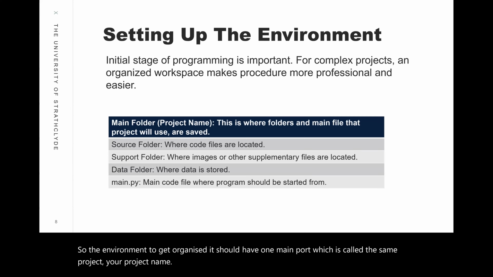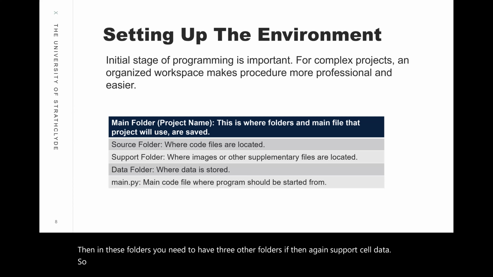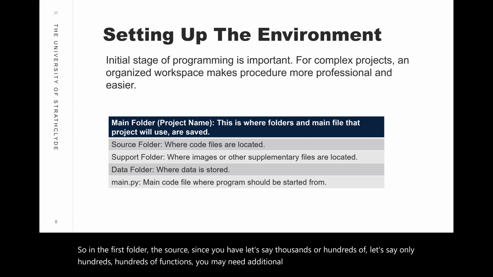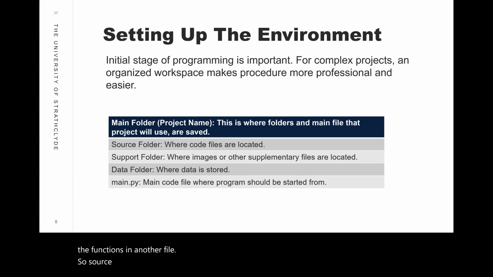Then in this folder, you need to have 3 other folders: source, support and data. In the first folder, the source, since you have, let's say, hundreds of functions, you may need additional Python files, which will just consist of the functions, because you can call another file from a Python file. That way, you can organize all of the functions in another file. So the source folder should include your other necessary codes.